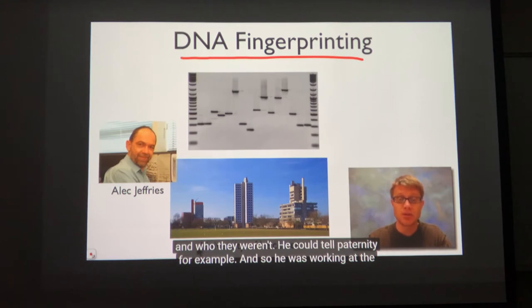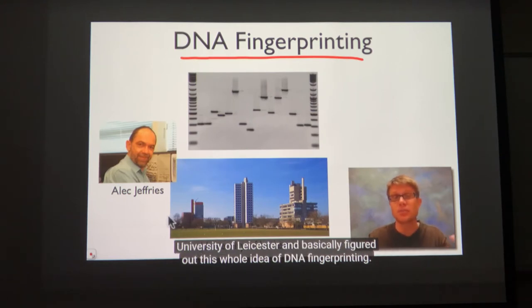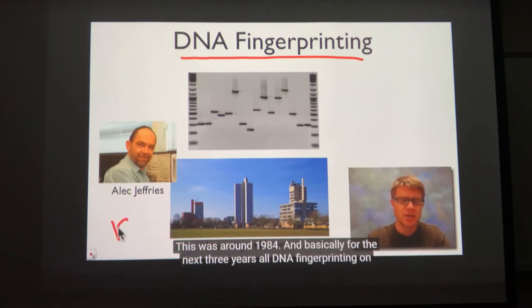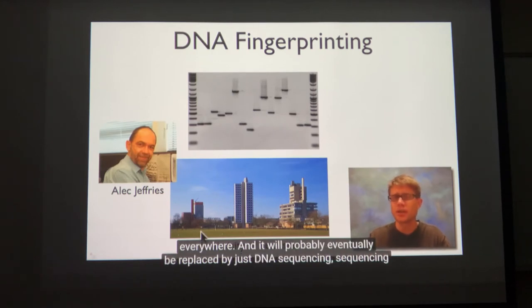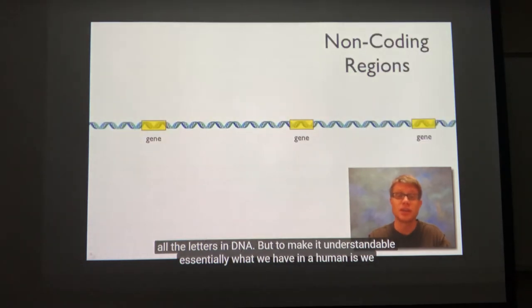And so he was working at the University of Leicester and basically figured out this whole idea of DNA fingerprinting. This is around 1984. And basically for the next 3 years, all DNA fingerprinting on the planet went through this university. And so eventually it was privatized, and this is everywhere. And it'll probably eventually be replaced by just DNA sequencing all the letters in DNA.